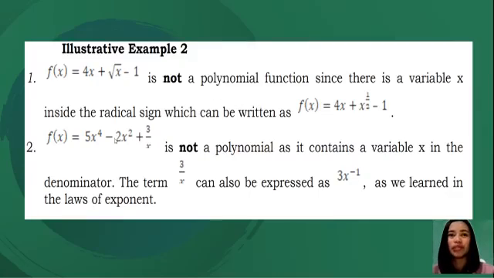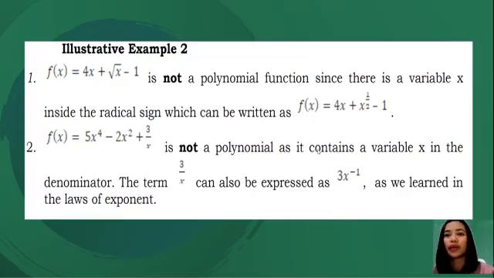So let's have number 2, f of x equal to 5x to the fourth minus 2x squared plus 3 over x. So this is not a polynomial function. Why? It contains a variable x in the denominator. That will be seen on the third term. So you have 3 over x. The term 3 over x can also be expressed as 3x raised to negative 1.